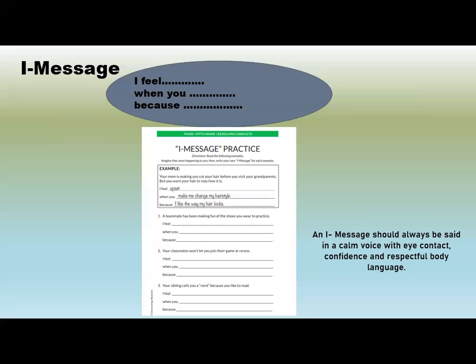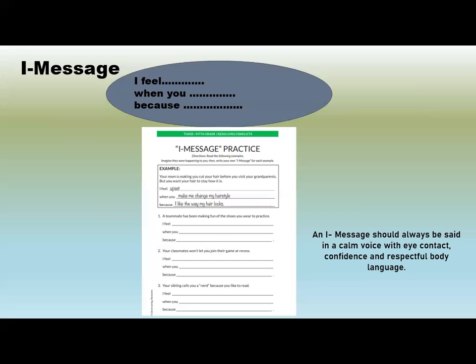Each person is going to get one of these sheets and they're going to work together to come up with changing each question into an I message statement. An I message should always be said in a calm voice with eye contact, confidence, and respectful body language.